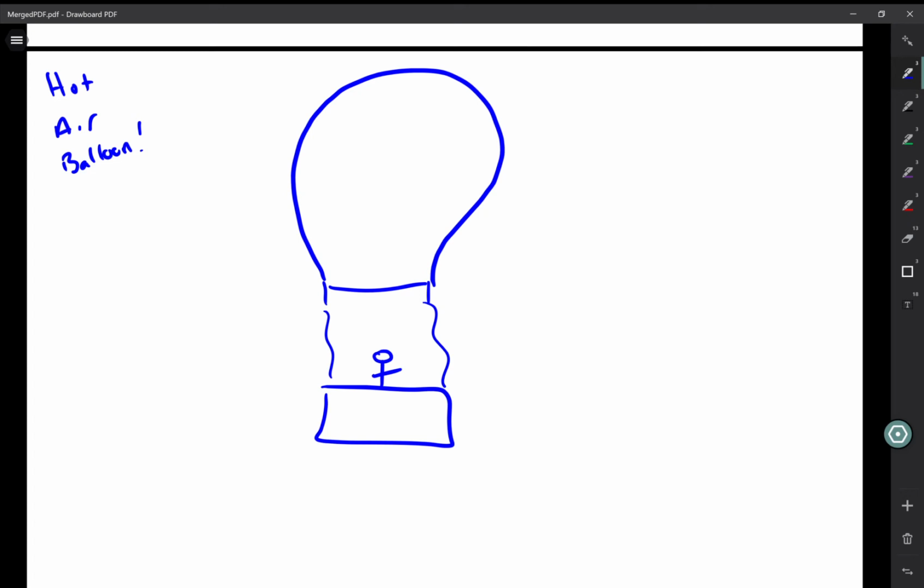Alright, so I'm sure you've seen hot air balloons flying around a lot in the spring and summertime. If you've ever been in a hot air balloon, you are a braver person than I am. I wouldn't go anywhere near those things.